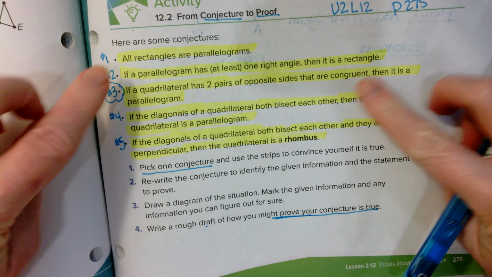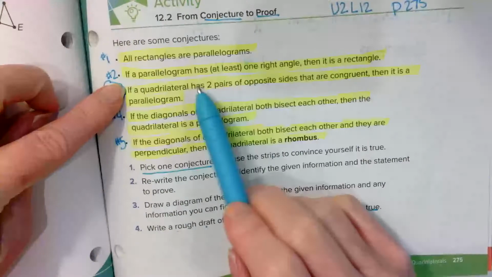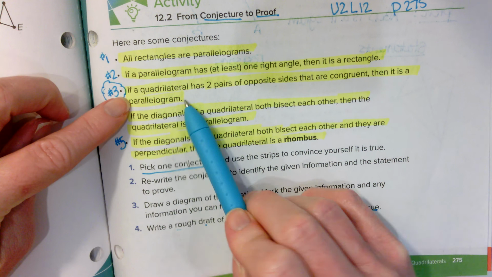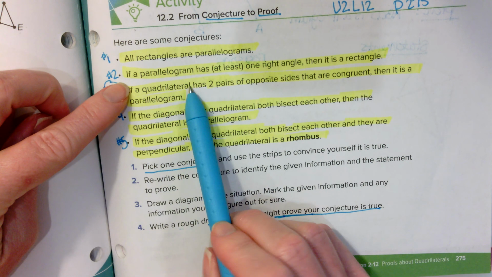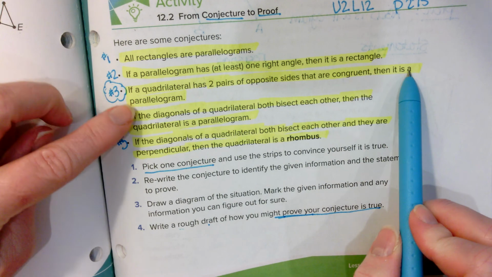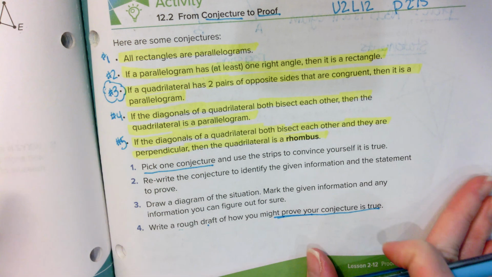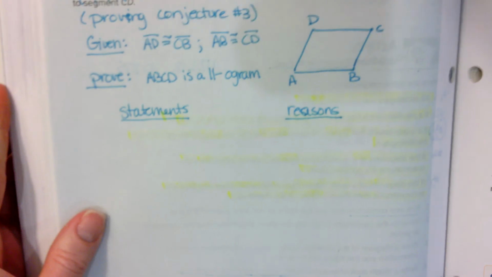So our conjecture that we're going to take over to the next page with us is that if a quadrilateral has 2 pairs of opposite sides congruent, then it's a parallelogram. So our given is going to be that we have a quadrilateral with 2 pairs of opposite sides congruent. Our prove statement is going to be that it's a parallelogram. So I've already set that up for you. So if you could, on the next page in the green area, we've got a lot of space. Why don't you guys set up our proof?